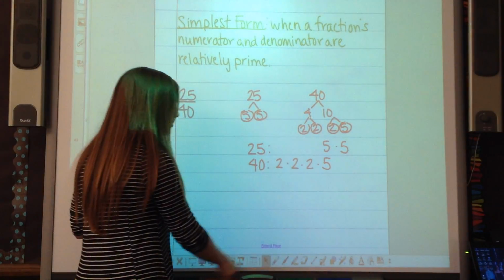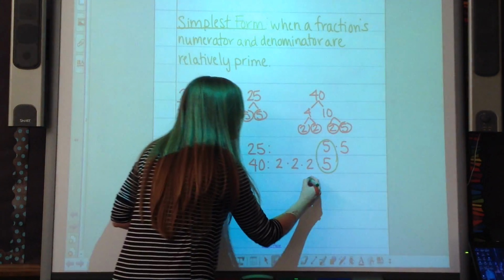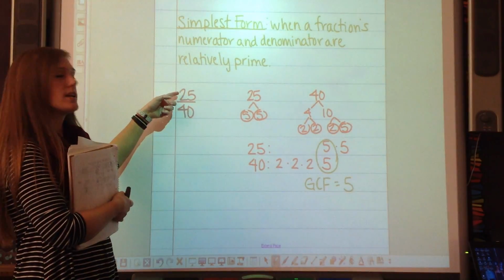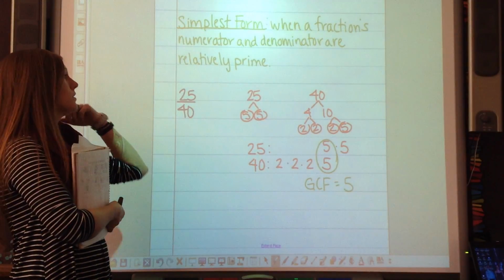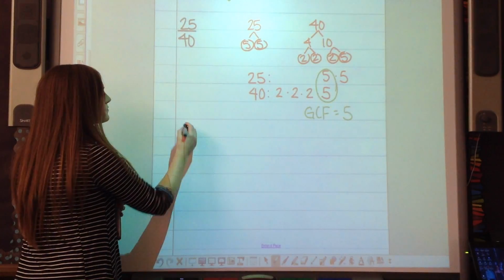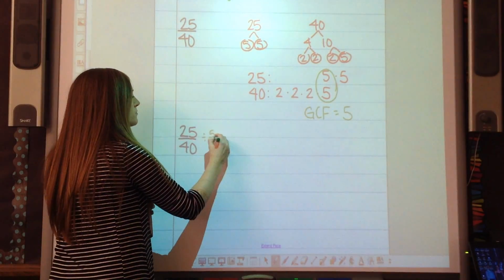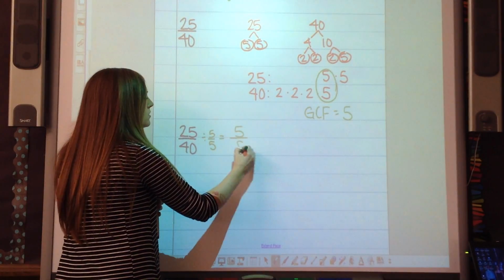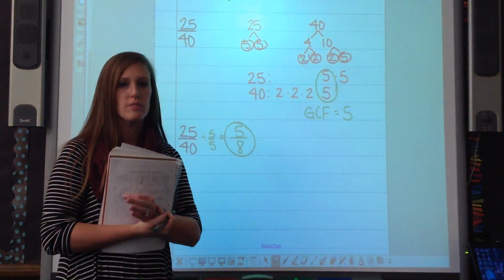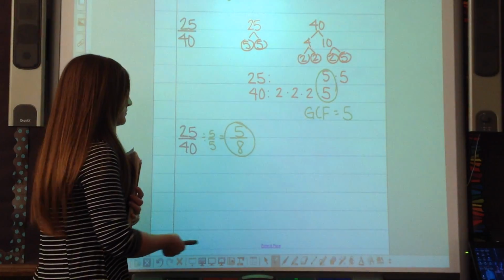I see that I only have one full column. So here the greatest common factor is 5. That means the biggest number that I can divide the numerator and denominator by is 5. So I'm going to write this down here. This number is in simplest form because 5 and 8 are relatively prime together. They have no common factor besides 1.